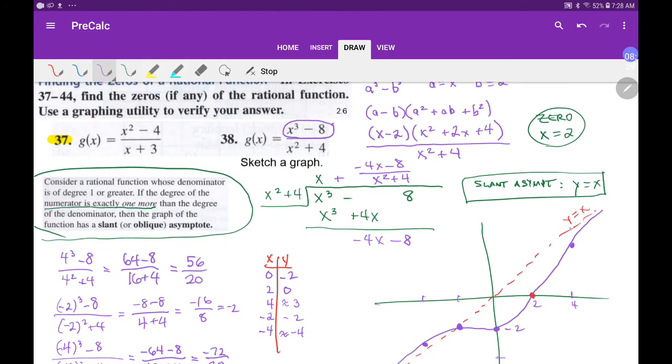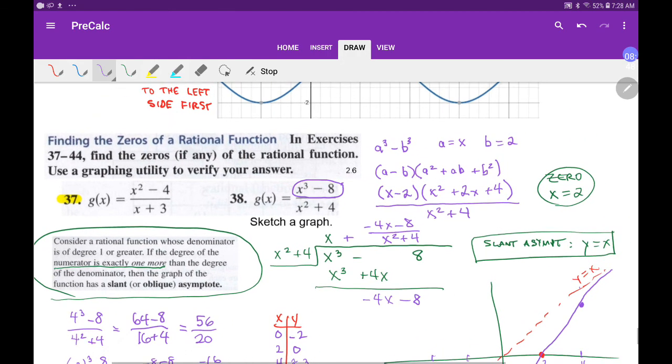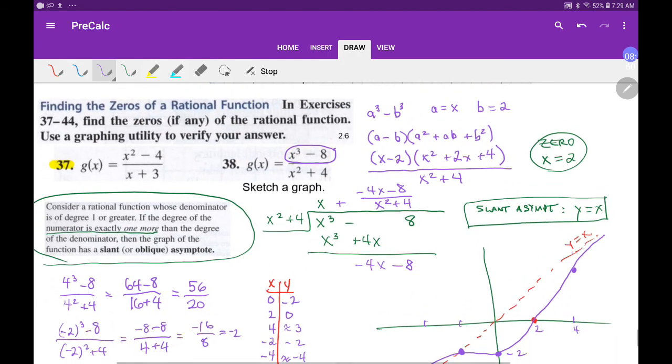That's how we do it. And when it's a slant asymptote, we probably have to plot a few more points like I did, because who knows what's going on when it's going to cross. If it's going to cross, it's probably going to cross. So we're kind of curious. We have to plot a few more points to get a good picture. And there's no shame in that. Okay.